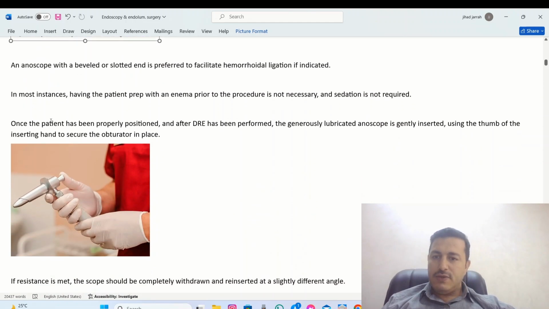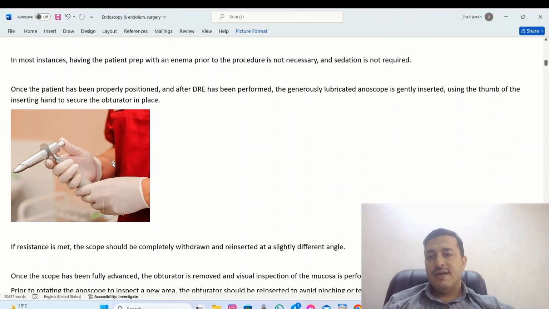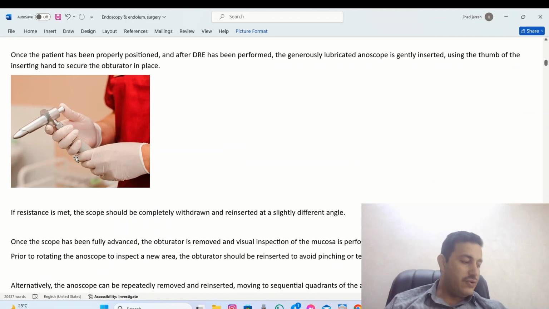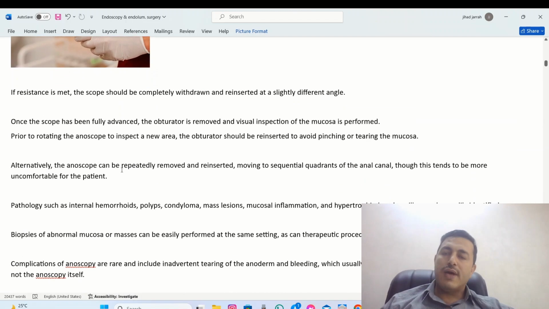As you see in this picture, this is the right way to handle the anoscope before inserting it into the anus. You can see that the doctor is fixating the obturator with her or his thumb before inserting. If there is resistance, you can withdraw and insert it again.